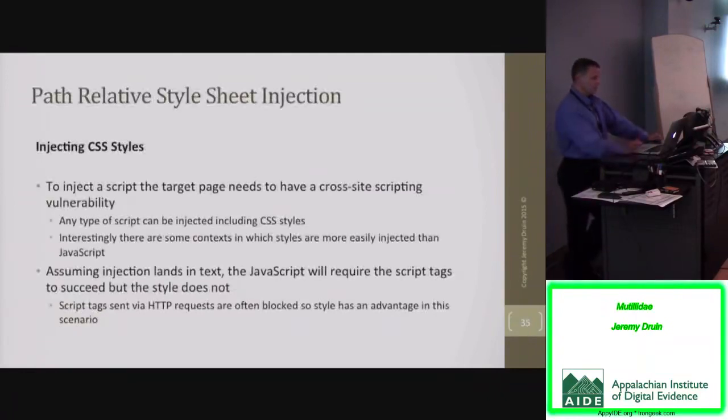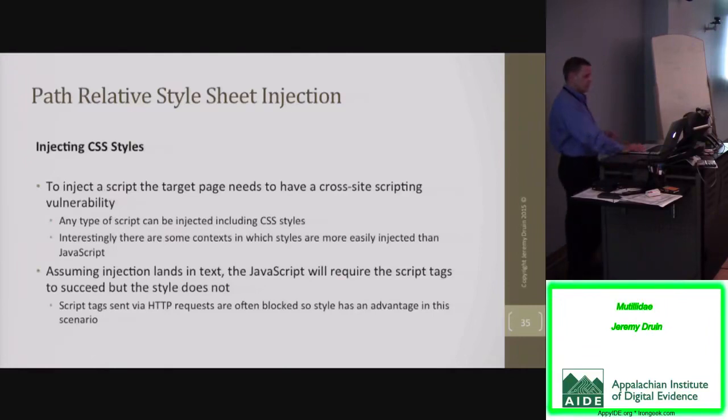So there's some prerequisites we need. We need the page itself to have a cross-site scripting vulnerability, because we need to figure out a way to inject script, in this case CSS script, into the page and have it incorporated into that page and output back into the browser where the browser can see it. So that's why the path relative style sheet is basically a type of cross-site scripting.